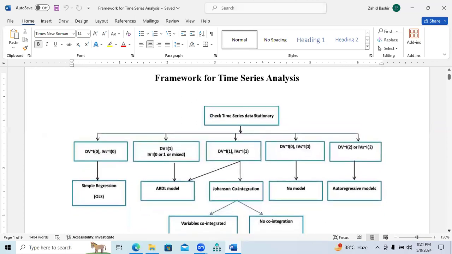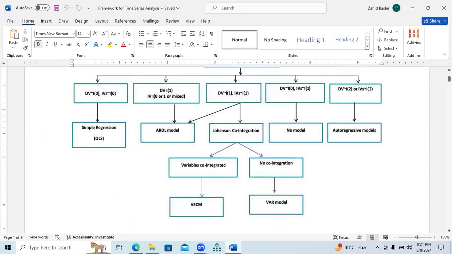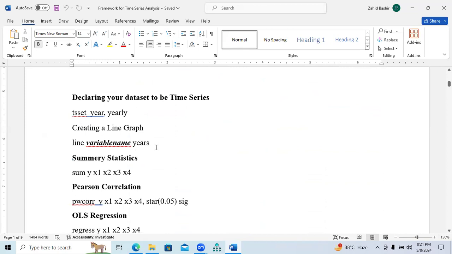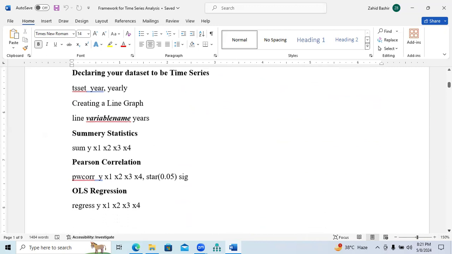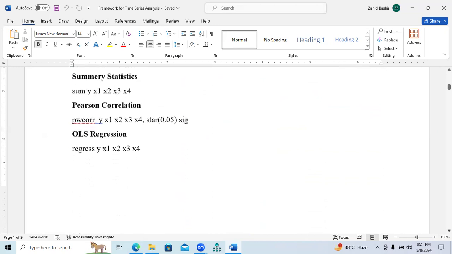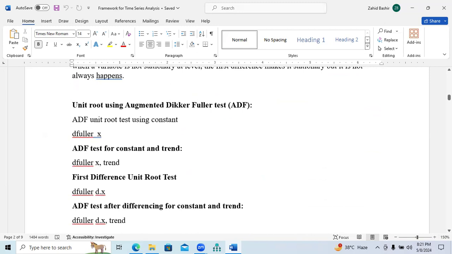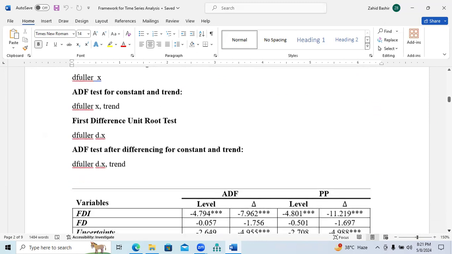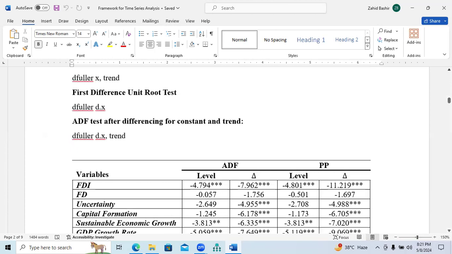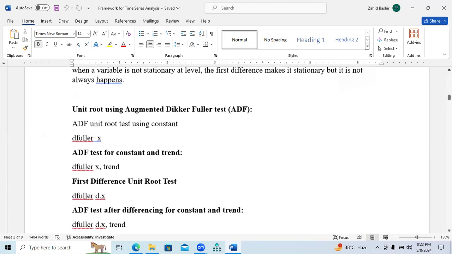Today is the 28th day, and we were discussing time series analysis, the framework for time series analysis. In my previous session, I discussed the basic considerations: how to declare your data set to be time series, how to create the line graph, how to consider the summary statistics, then Pearson correlation and OLS regression. After that, I discussed the unit root testing procedure using augmented Dickey-Fuller and PP tests, from where we calculated some values in our procedure.